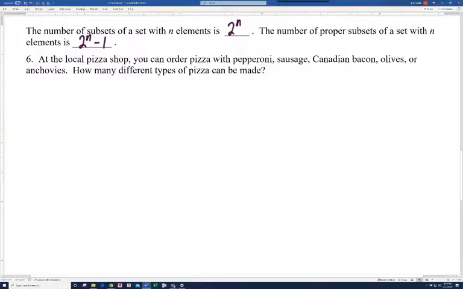There are 5 different toppings, so n here is 5. And so 2 to the n power will be 2 to the 5th, and you can see that that's going to be 32. So there are 32 different types of pizza that can be made.